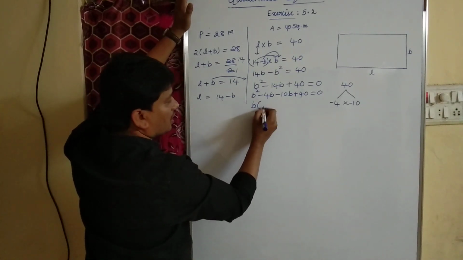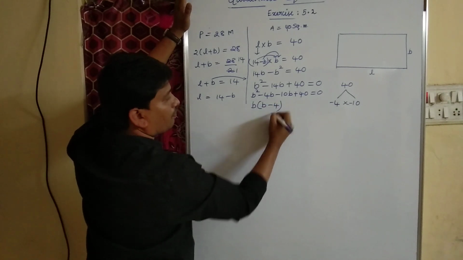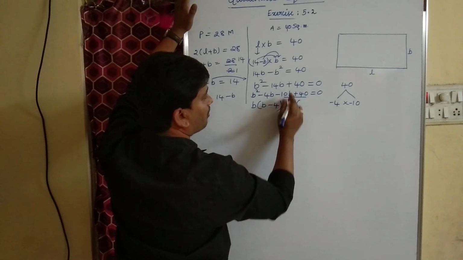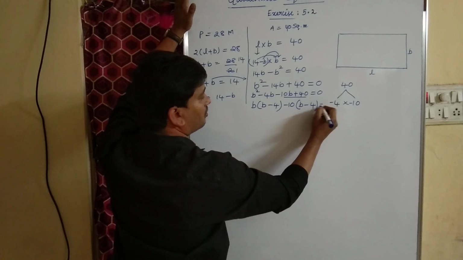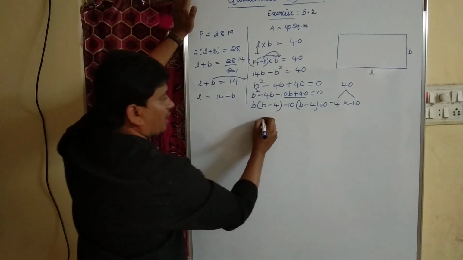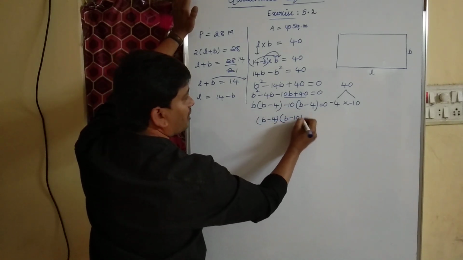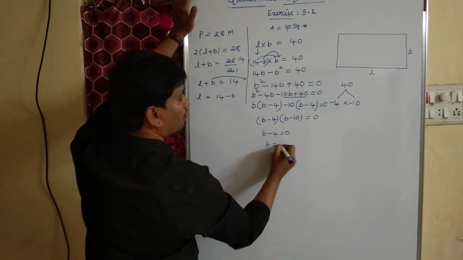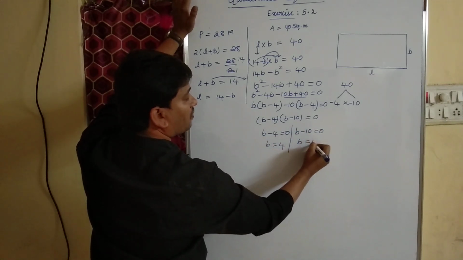Right? Now I can take B as common. B into B, B square, minus B into 4, 4B. Now from these two terms I can take minus 10 as common. Minus 10 into B, minus 10B, minus into minus, plus 10 4s are 40. Now I can take B minus 4 as common. How much will I get? B minus 10 equal to 0. So B minus 4 equal to 0, B equal to 4. B minus 10 equal to 0, B equal to 10.